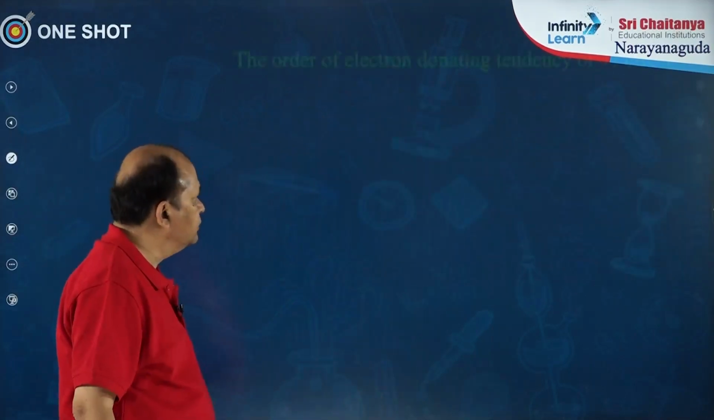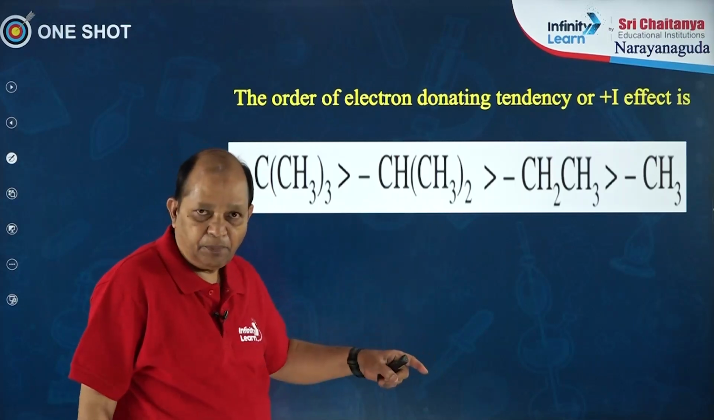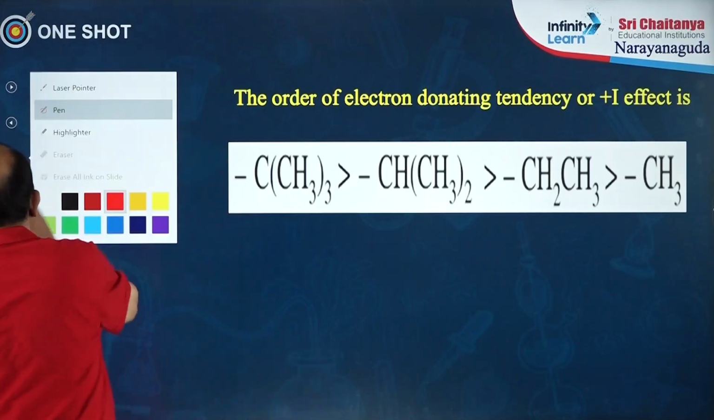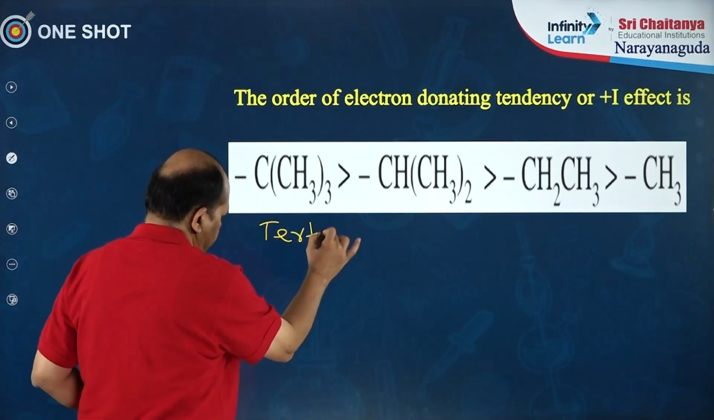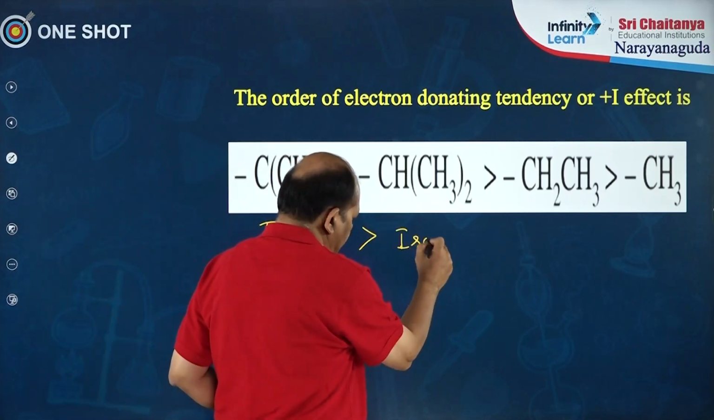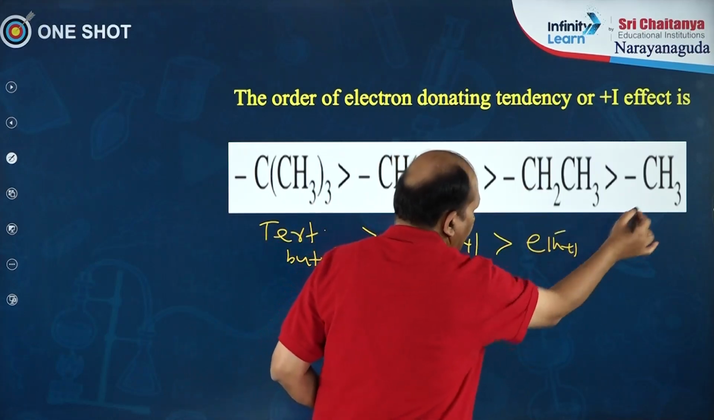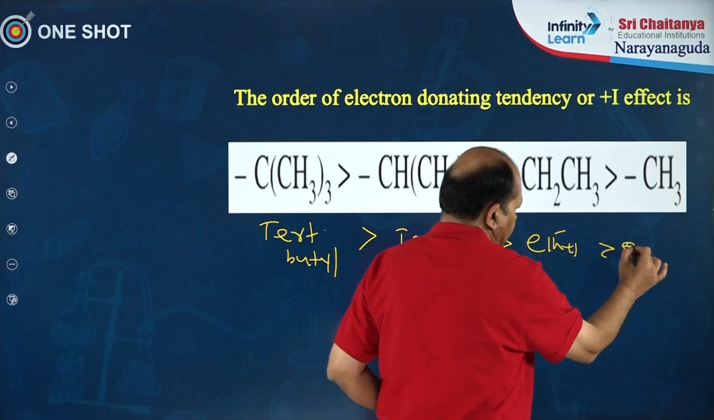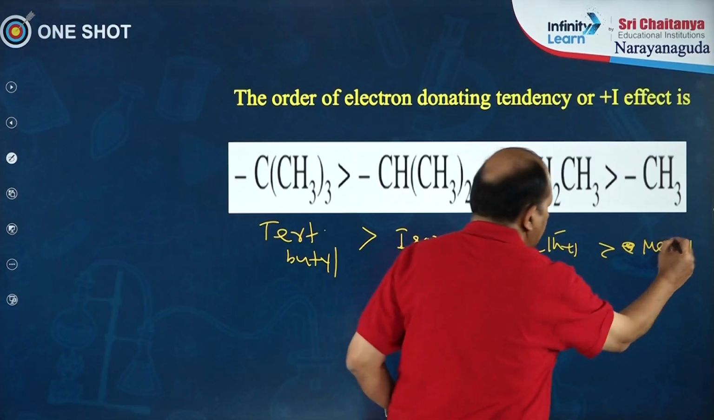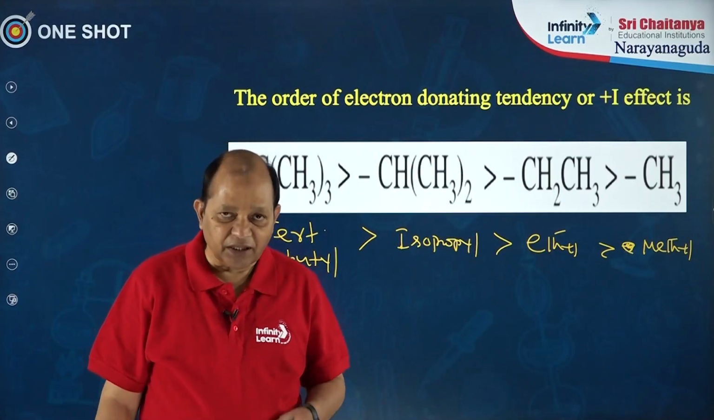Now, see here we are comparing the electron donating tendency, that is the plus I effect, of different alkyl groups. Here you can observe the tertiary butyl group being the highest. This is more than isopropyl, which is more than ethyl, and that is more than methyl. Like this, the tertiary butyl group has the highest tendency to give electrons by the plus I effect.